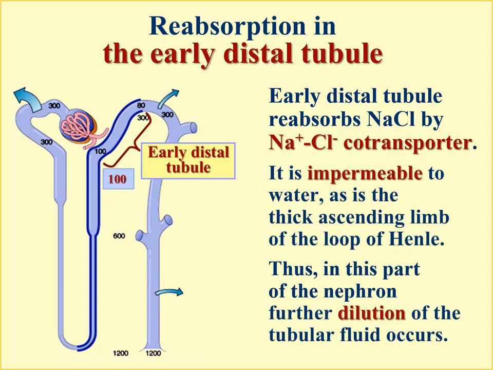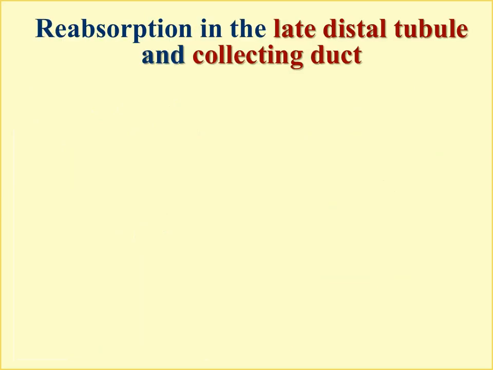And the osmotic pressure initially was 100, already hypotonic, and now when fluid flows into the late distal tubule portion, which is already permeable for water, the osmotic pressure is even less, about 80 milliosmol per liter.